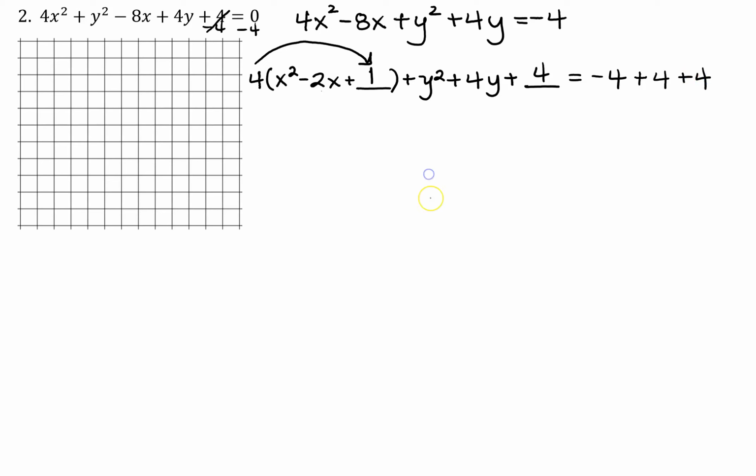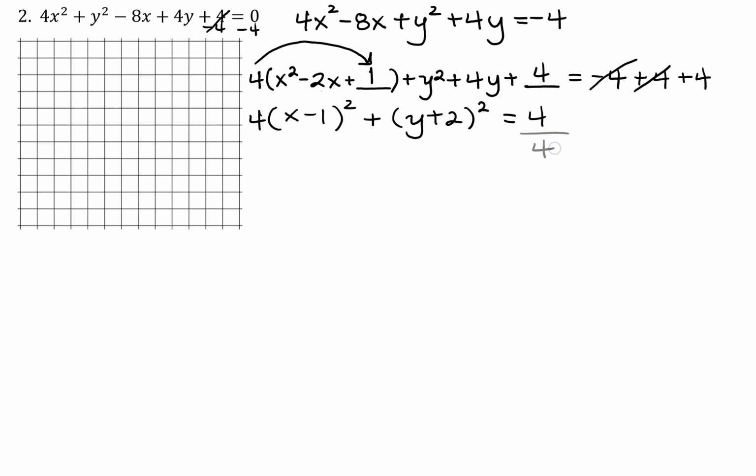Now that we have added those numbers in, we are able to factor in both variables. X squared minus 2x plus 1 factors into x minus 1 squared. Y squared plus 4y plus 4 factors into y plus 2 squared. On the right hand side, these 4's cancel and just leave us with a 4. The last thing missing for us to be in standard form is that standard form has a 1 on the right hand side of the equation.